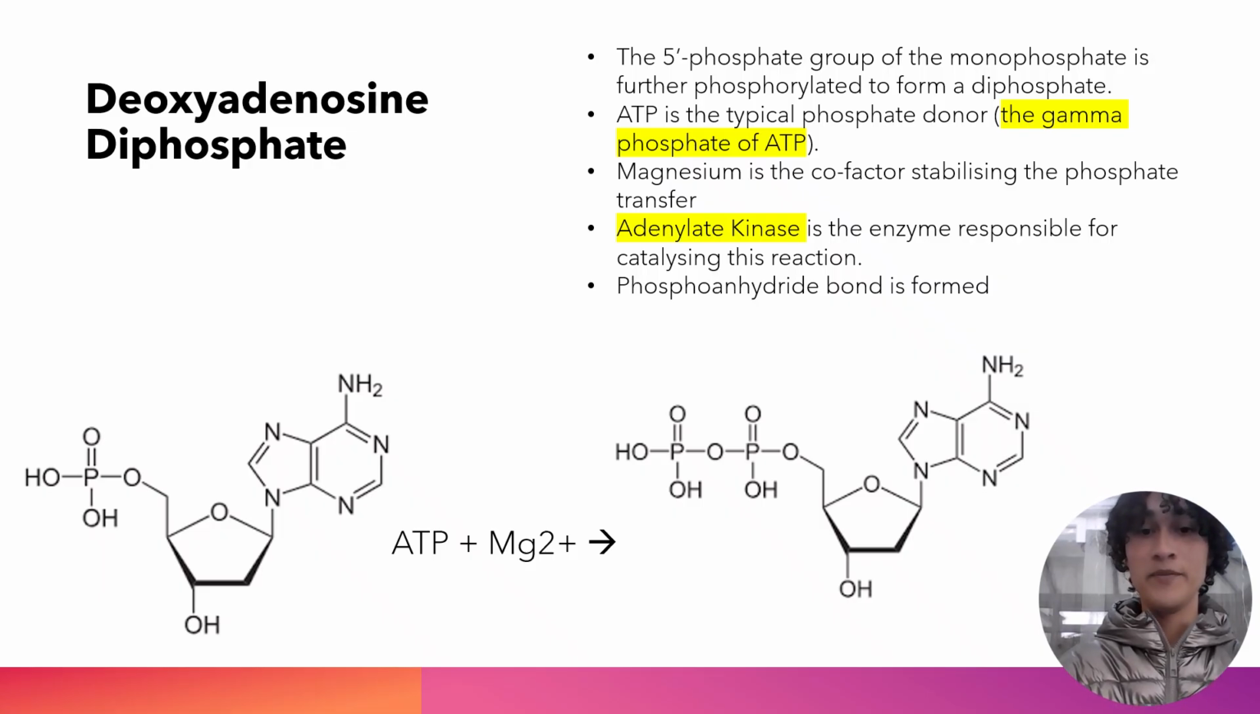Instead of a phosphoester bond being formed, it's a phosphoanhydride bond being formed between this phosphate group and that phosphate group. So between, we'll call it the alpha phosphate and the beta phosphate, the beta phosphate's been attached to the alpha phosphate, and what links those two together is a phosphoanhydride bond.